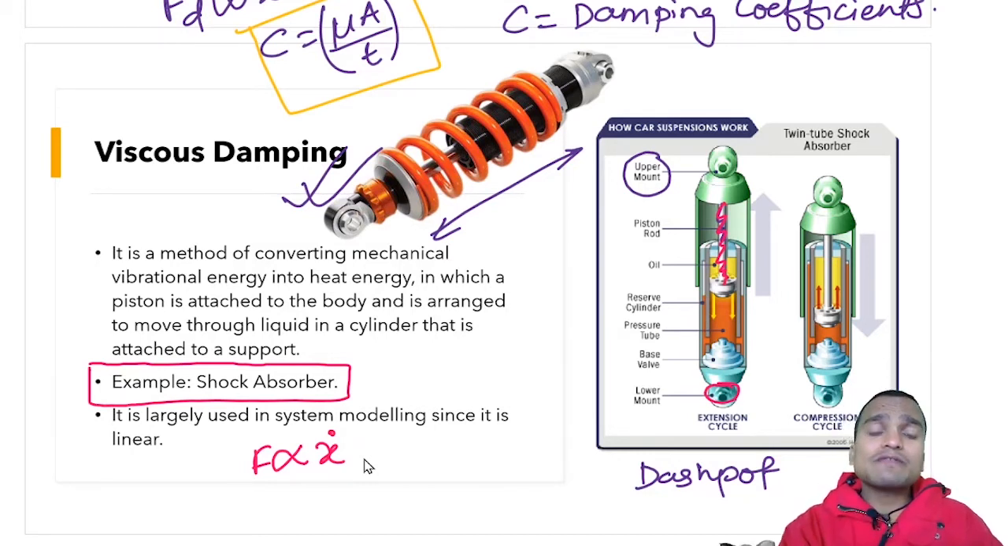तो ये एक लीनियर वेरिएशन के कारण, it is largely used in system modeling. Okay, so this is very largely used, and we can say at the end what happens in free damped vibration, the body returns to the equilibrium or the mean position. Okay, so this is how viscous damping works.